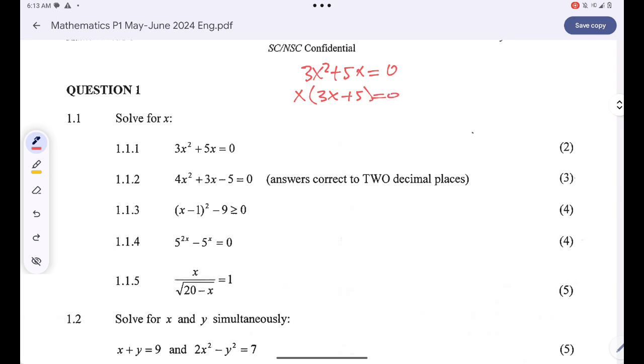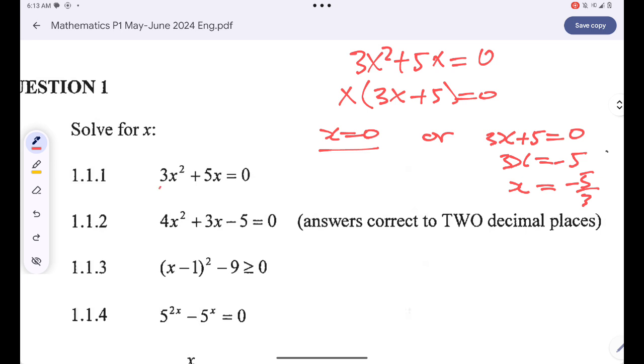And then now I have two things that are multiplied and the answer is 0. That simply means that either the first thing is equal to 0, or the other one is equal to 0. And then already here I have isolated x. Now I just need to isolate x in this other equation. I'll have 3x is equal to negative 5, then x is just equal to negative 5 over 3. So therefore, the solutions over here: x is equal to 0 or x is equal to negative 5 over 3.